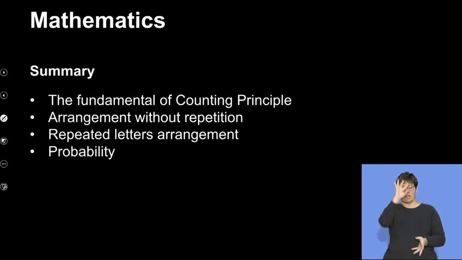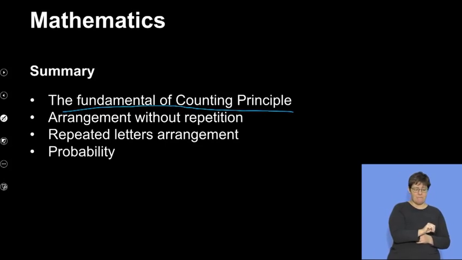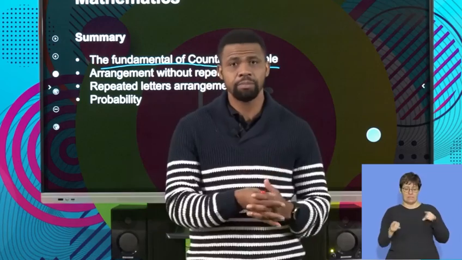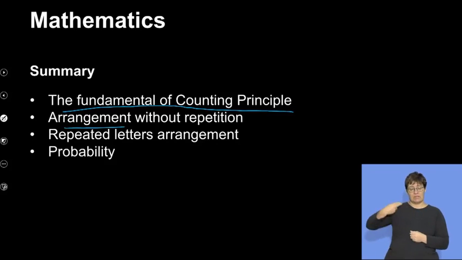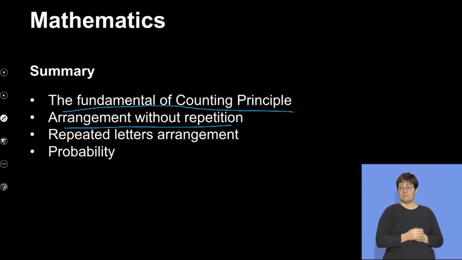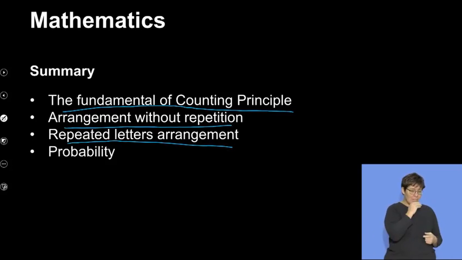So let's look at the summary of what we looked at. We have looked at the fundamental principle of counting, which means if I have M ways of doing something and N ways of doing something else, I multiply those to find the ways of doing both. Then arrangement with repetition: just pay attention to that. Without repetition, you cannot repeat. With repetition, I can repeat the letters. And this can be tied together into probability.